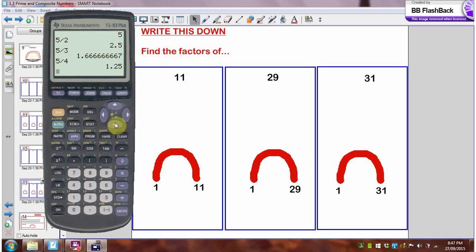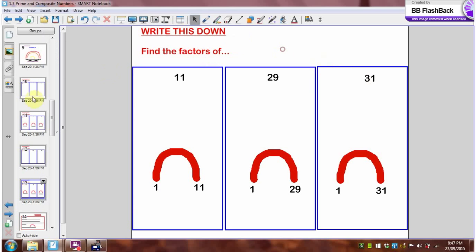If you check 11, I'm going to clear my calculator. 11 divided by 1. It's good. 1 and 11 are factors, but nothing else comes out to give you a nice whole number. 2 is not a factor. 3 is not a factor. 4 is not a factor. And 5 is not a factor. And if you keep going, you find that none of them are factors, only 11 and 1. Same with 29 and 31.